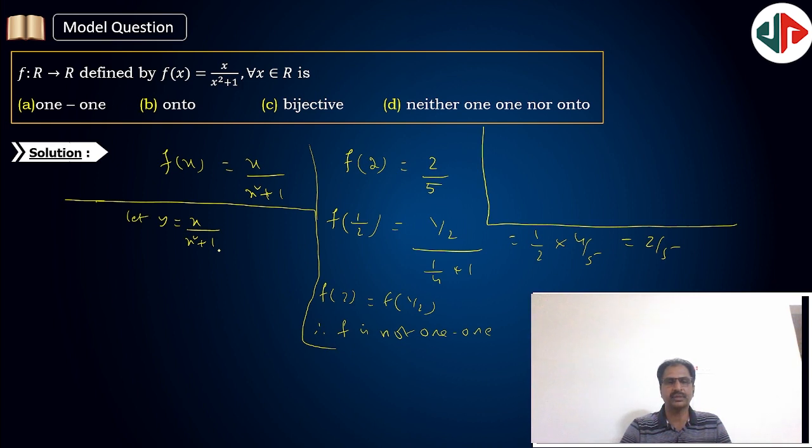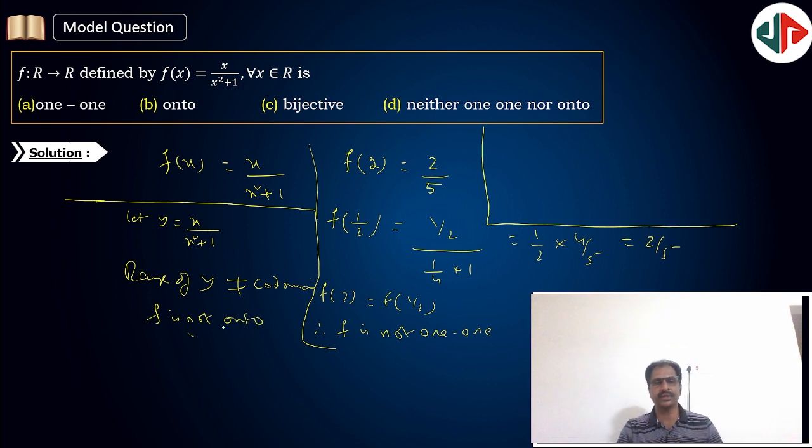But what is the codomain given? The second set, all real values. We came to know that y is only a fraction, but the codomain is given as all real. So range and codomain are not equal. The range of y is not equal to the codomain. Therefore, f is not onto. How can you say that without doing any calculation?